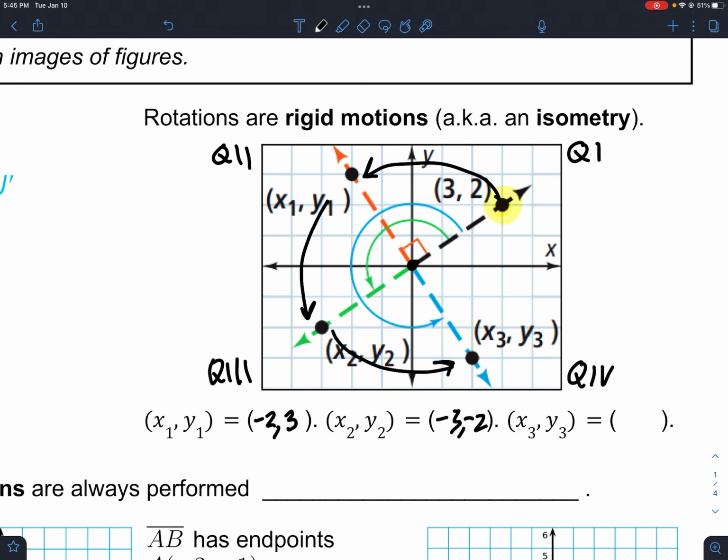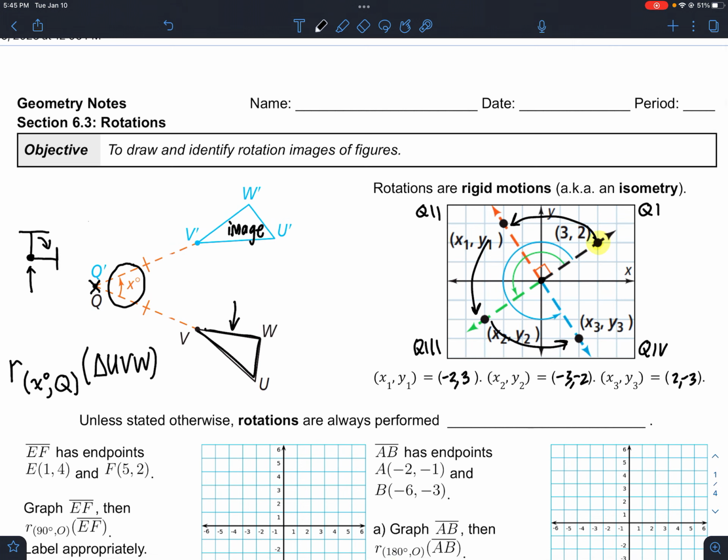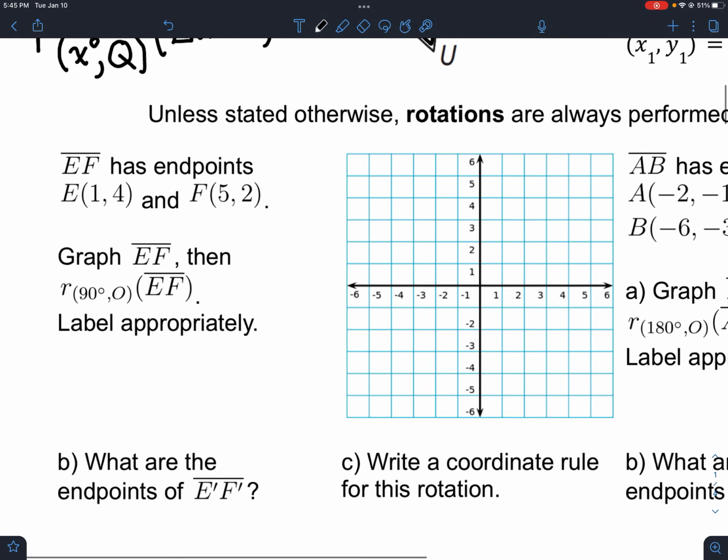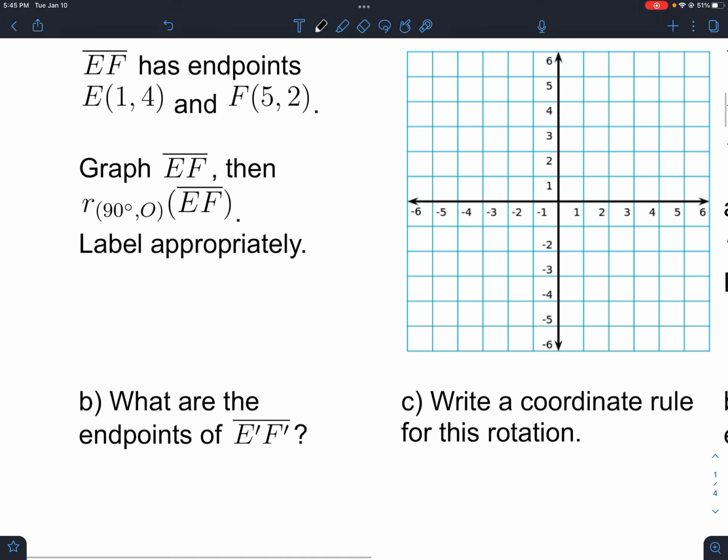Okay, and rotations, if not stated otherwise, are performed counterclockwise. Okay. Let's do a standard question here. So if we got E at 1, 4 and F here, and they asked us to rotate 90 degrees, and that O stands for the origin, which is 0, 0. So that's where we're spinning this around. And we got to rotate it 90 degrees. So we're going to take E and bring it over here.